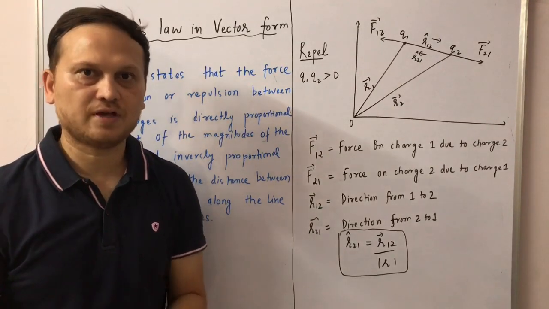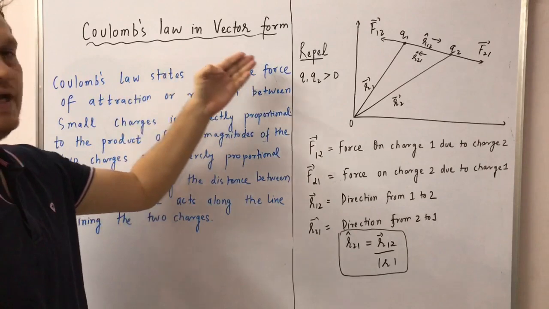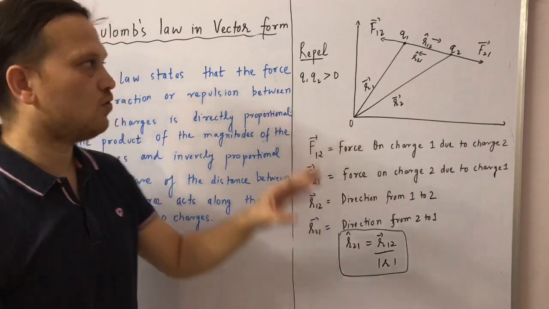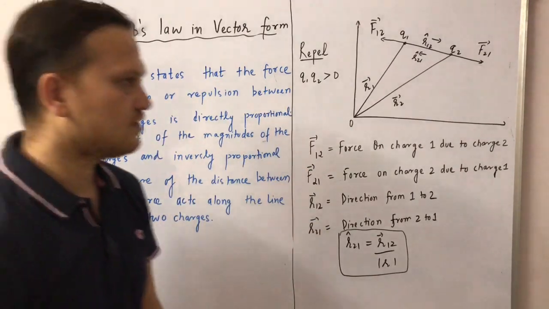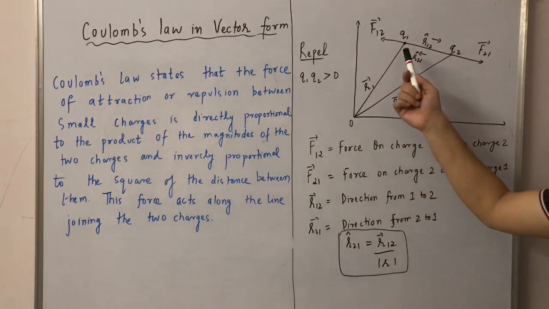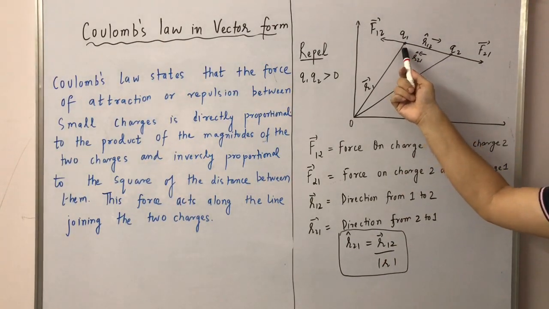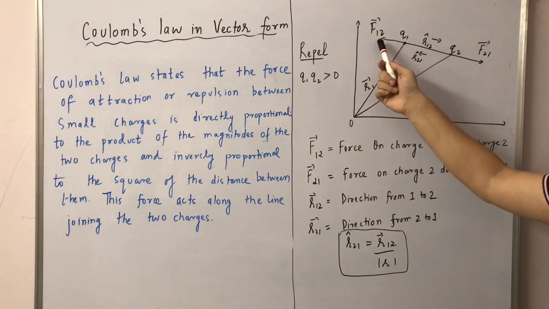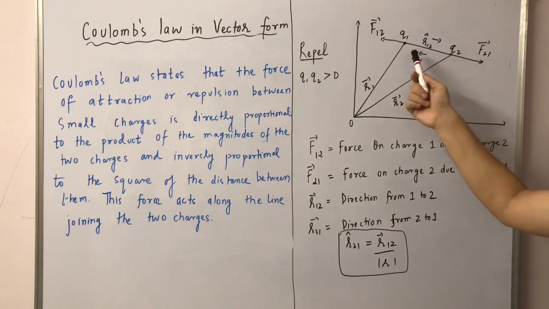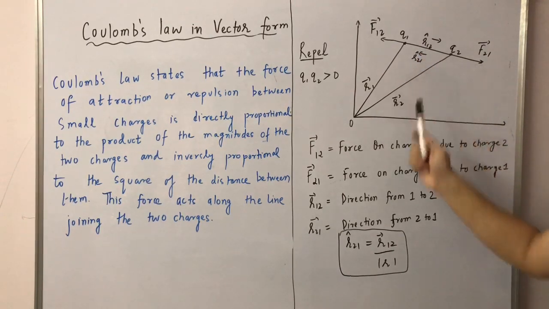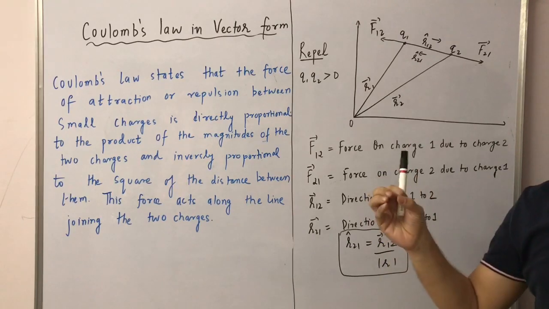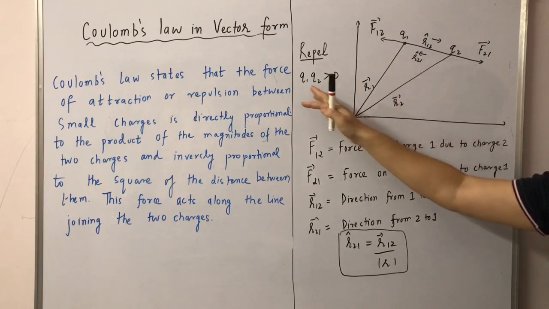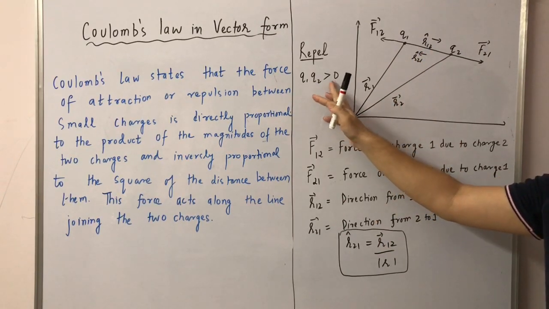Now we'll be more specific and go towards Coulomb's law in vector form. As we know that force has a direction, so we have to find Coulomb's law in vector form. Now this is our diagram. Suppose two charges q1 and q2 are placed in free space, with position vectors r1 and r2. We have two forces, F12 and F21, and the directions are given by unit vectors r12 and r21. Here the two charges are in repulsive force, that means they are repelling each other, so these two charges are positive, greater than 0.